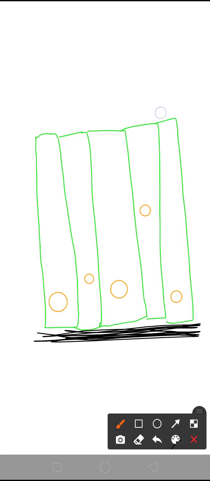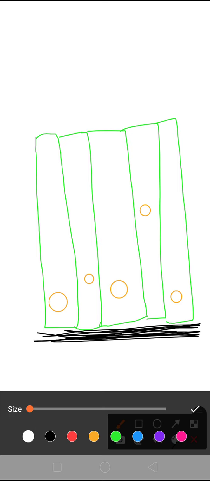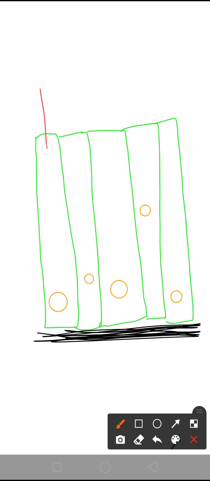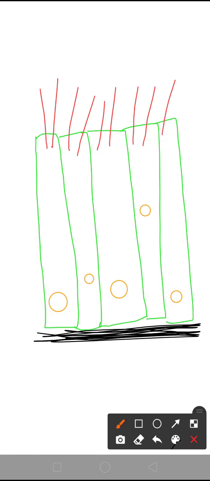This is the free surface of the tissue, and on the basis of the different types of structures present on this free surface, there are three types of pseudostratified epithelial tissue. The first one is the ciliated pseudostratified epithelial tissue. When motile cilia are present on the free surface of pseudostratified epithelial tissue, we call it ciliated pseudostratified epithelial tissue, and it is found in the trachea and bronchi.